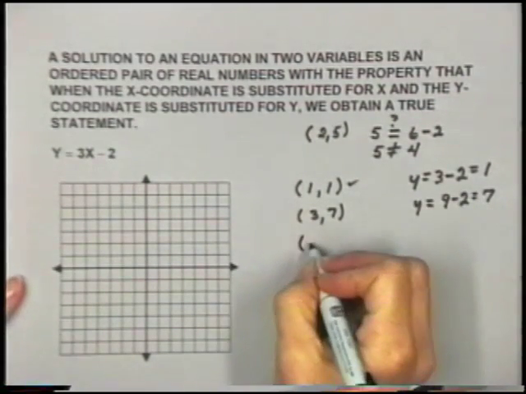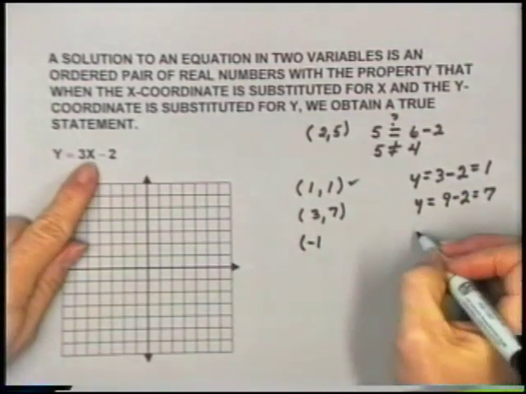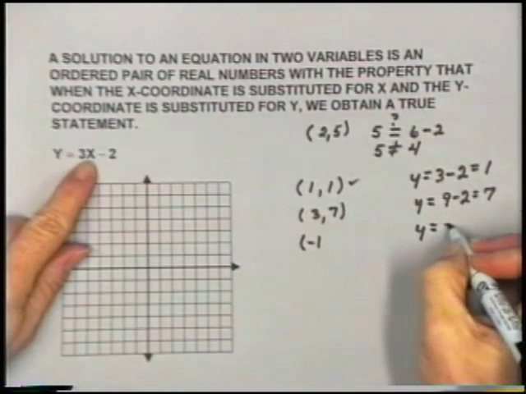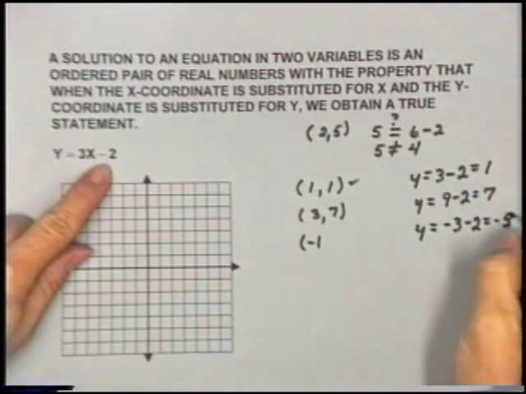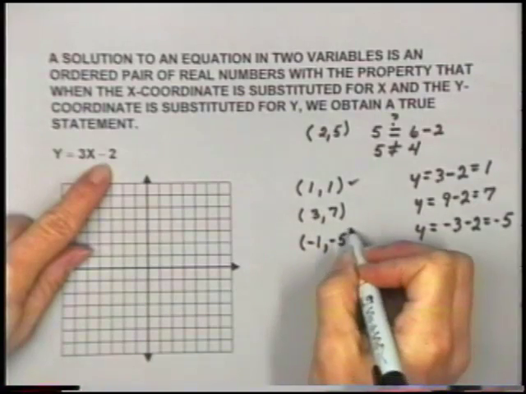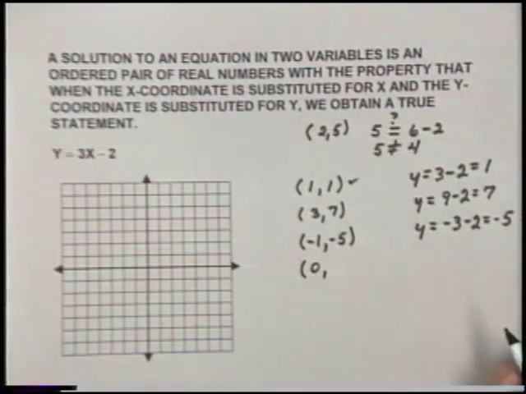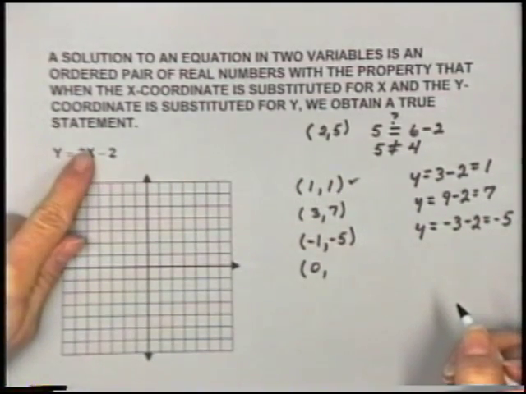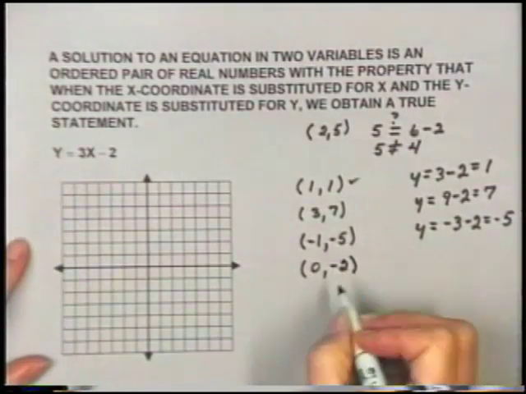Let's try some negative numbers here. Suppose I choose -1 for x. Let's see what y would be. If x is a -1, 3 times -1 would be a -3. And then subtract 2 would give me -5. So I have this solution (-1, -5). What if I wanted to choose x to be 0? I think you can do this in your head. If x is 0, 3 times 0 would be a 0 here. 0 subtract 2 is -2.